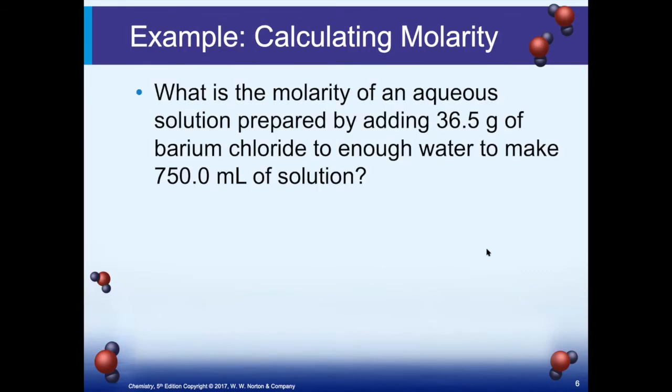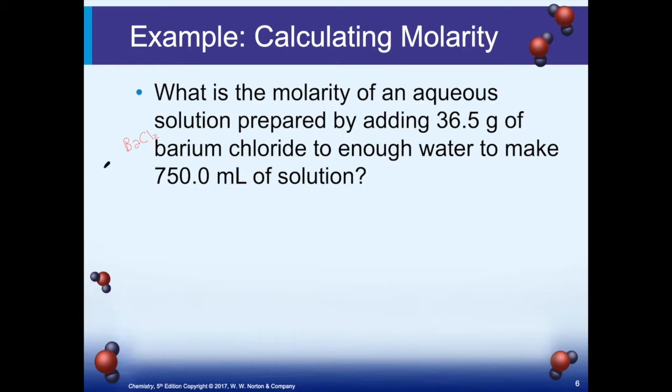All right, so for example, what is the molarity of an aqueous solution prepared by adding 36.5 grams of barium chloride to enough water to make 750 milliliters of solution? There are several things we have to do in this problem. First, I need to know what barium chloride is. I'm just given the name, but I need the formula. Remember barium is in group 2, so it likes to form +2 ions. So the correct formula for barium chloride is BaCl2.